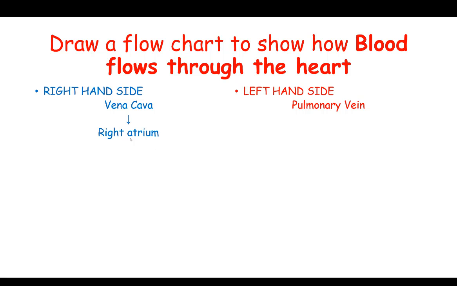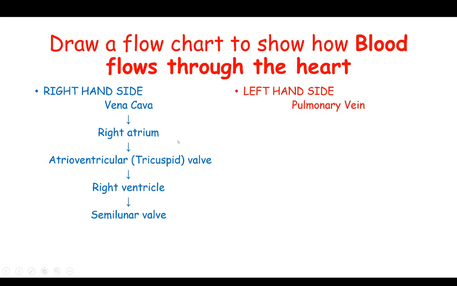So the right-hand side, the blood will come back in the vena cava, go into the right atrium. It will pass through the tricuspid valve, and then it will go to the right ventricle. It'll pass through the semilunar valve and then into the pulmonary artery. And from there, it'll go to the lungs.